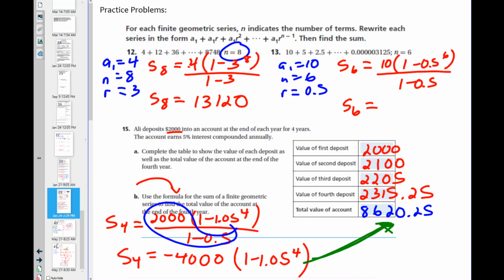What would I do wrong here? 1 minus 0.5 power 6 equals, times 10. Okay. Check your work. Check my board. See if you got something different. If you did, say something now.